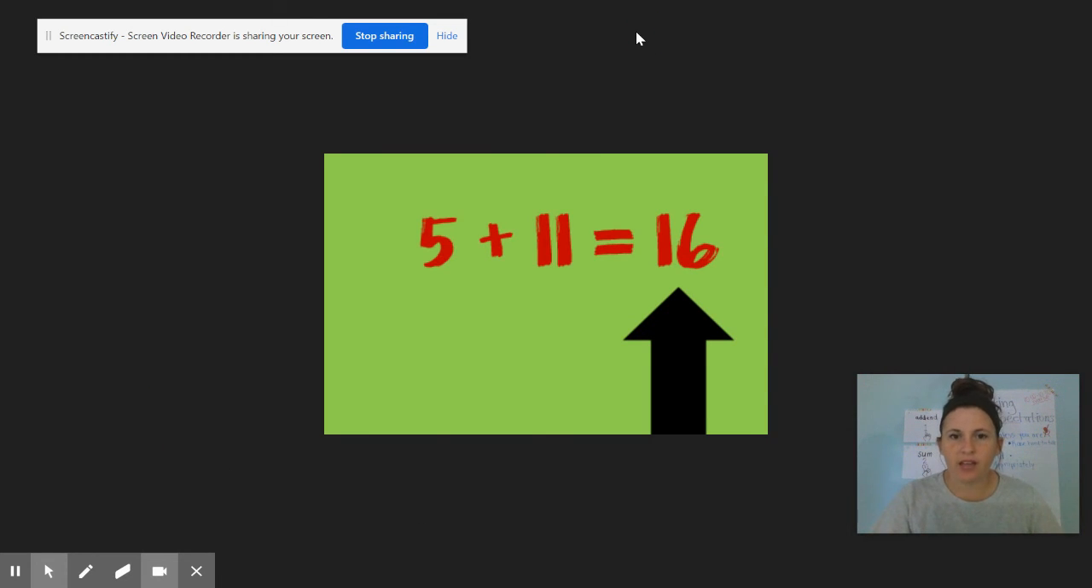So we've got 5 plus 11 equals 16. 5 plus 11 are the two numbers that are being added together, and they are equaling the answer, which is 16. Our arrow is pointing to that answer, 16. So is it the addend or the sum? Hold up your answer, addend or sum. Hold up either 1 or 2 for those.